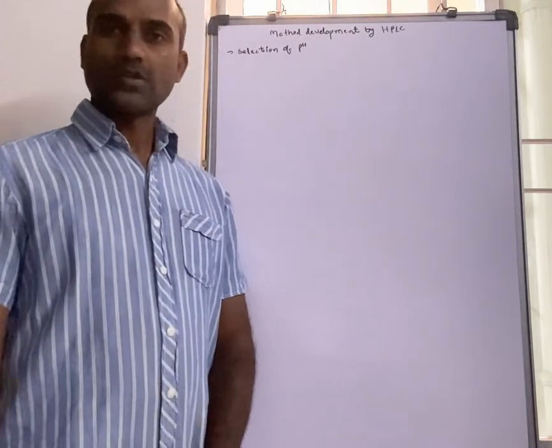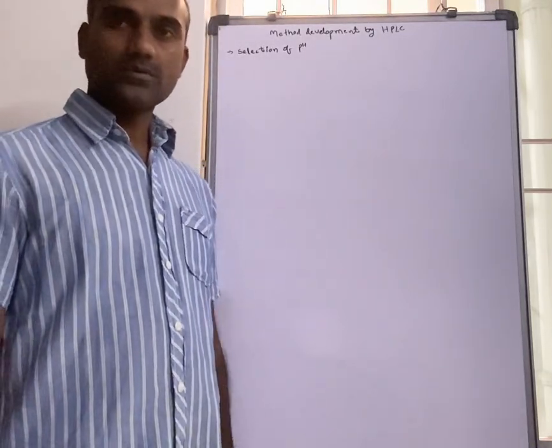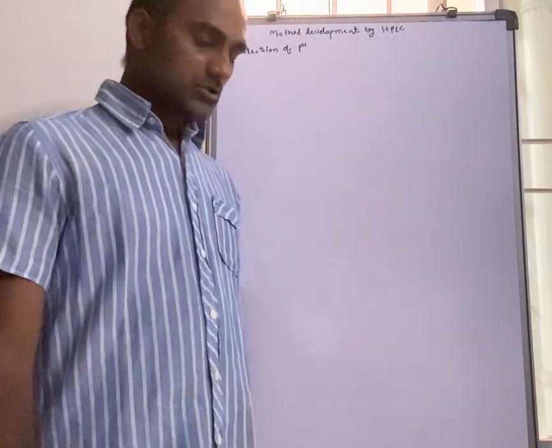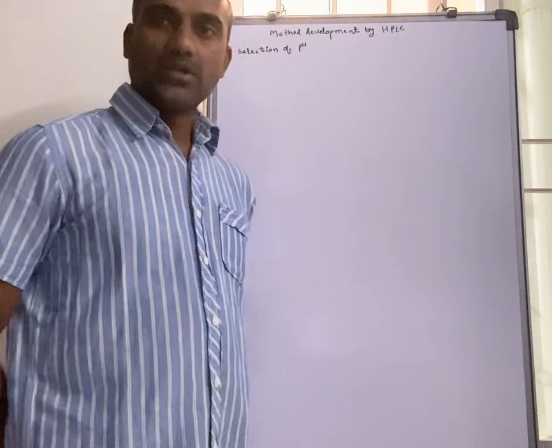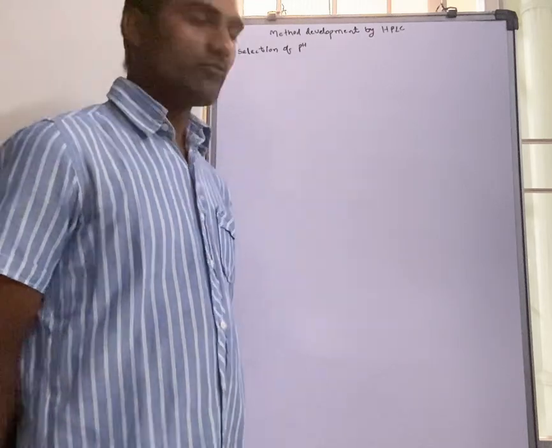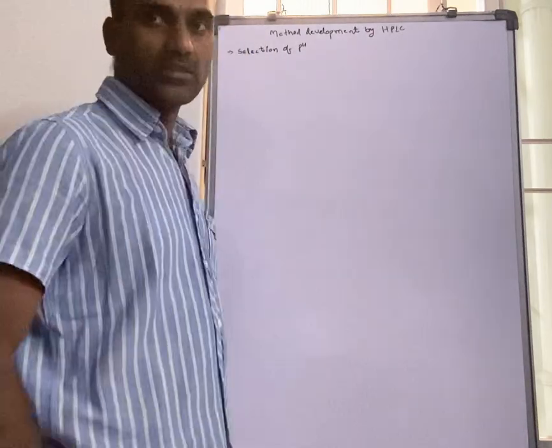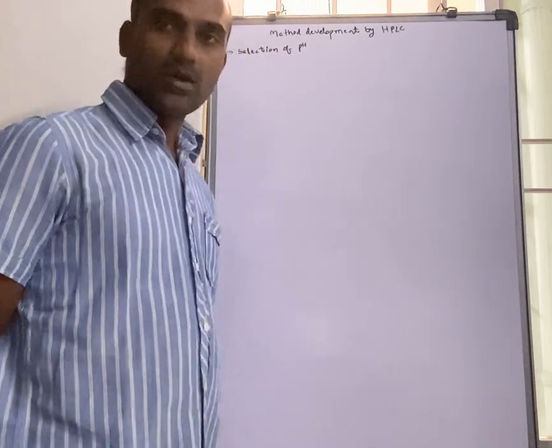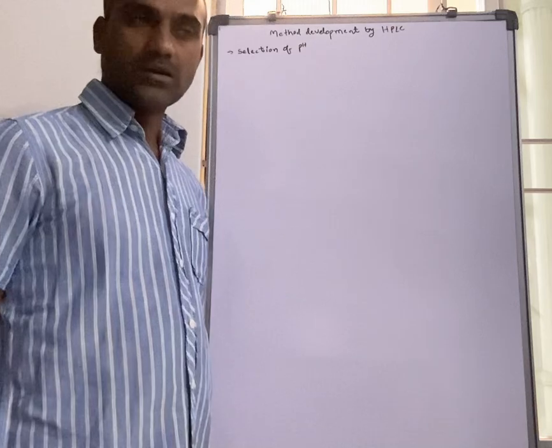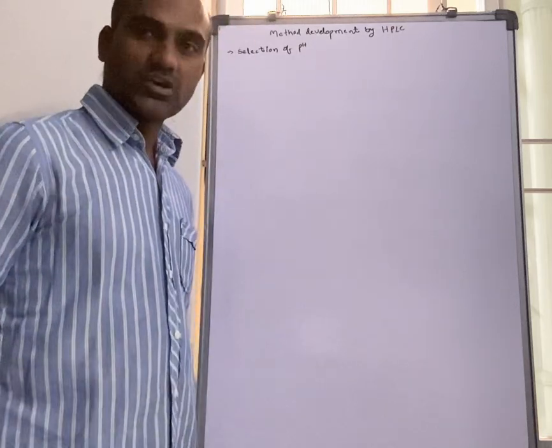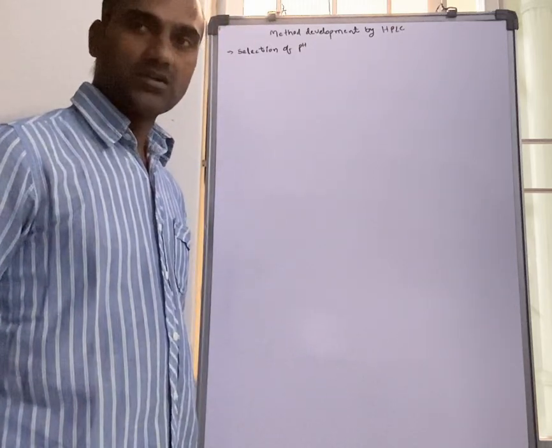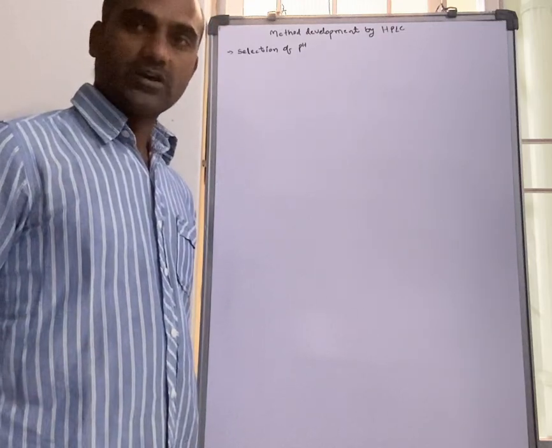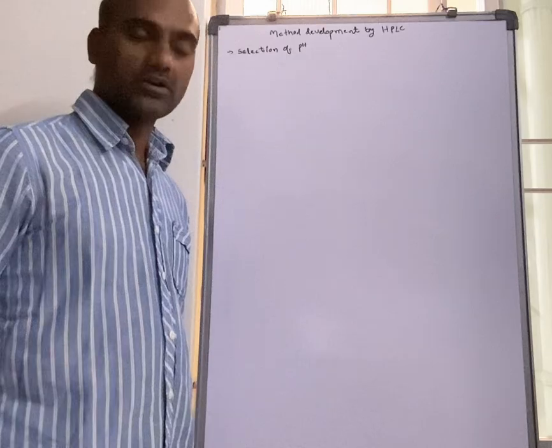Hi friends, today I am going to discuss method development by HPLC. To develop a method, selection of pH is the most important parameter. If we select the pH of the mobile phase correctly, then we will get sharp and symmetric peaks. Then the detection will be easy, and we will get low detection values and low LOQ values.